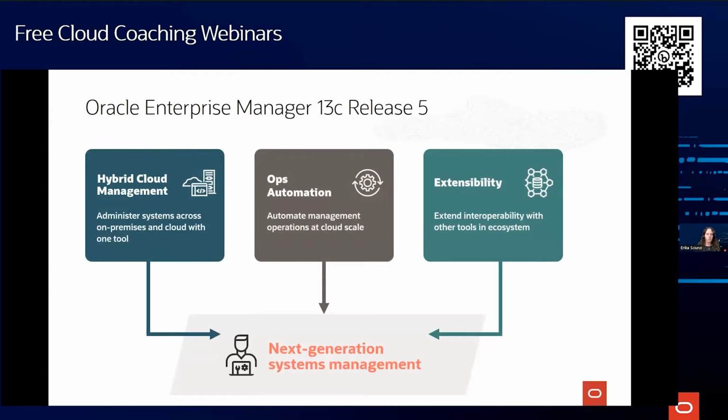But let's come back to Enterprise Manager. There is the new release, release 13.5, with a lot of news. All these news are organized in three main areas. That's hybrid cloud management, the ability to monitor hybrid environments like on-premises and OCI, or Cloud at Customer. Extendability, the ability to, for example, send out alerts or metrics to third-party tools. And one of the biggest areas, operation automation.